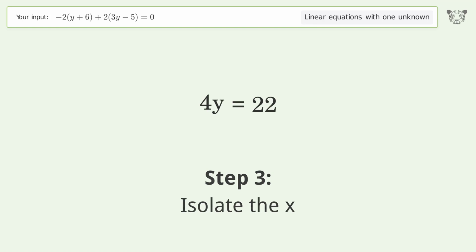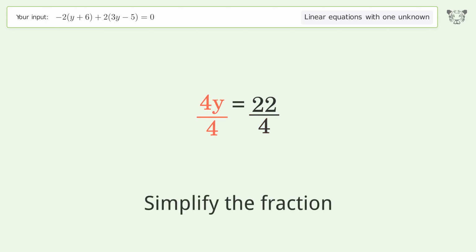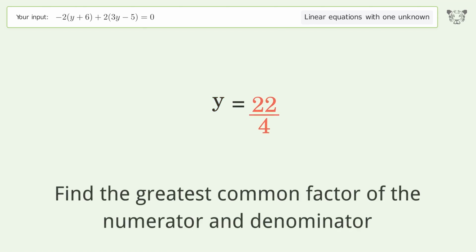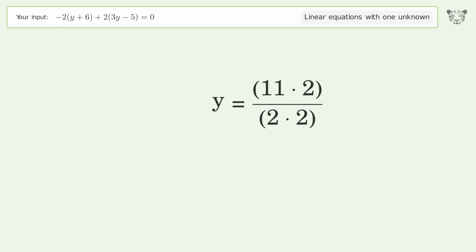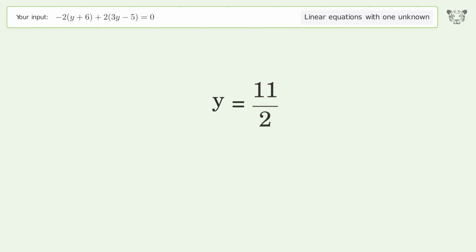Isolate the x. Divide both sides by 4. Simplify the fraction. Find the greatest common factor of the numerator and denominator. Factor out and cancel the greatest common factor. And so the final result is y equals 11 over 2.